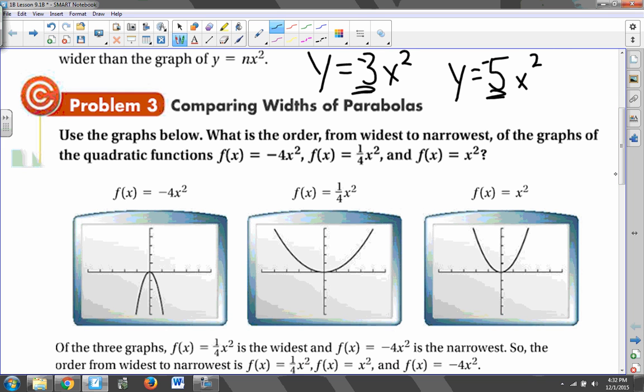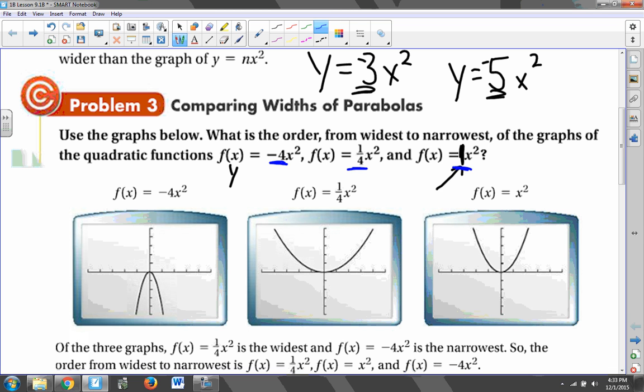Using these graphs below, what is the order from widest to narrowest of the graphs of the quadratic functions f of x, which really just means y, equals negative 4x squared, f of x equals 1/4 x squared, and f of x equals x squared. The first thing I notice, real quick, is that this last one does not have a number in front of the x squared, so I'm going to put a 1 there. Because remember, when we don't see a number, we assume that that's a 1. So if I just look at the numbers that are in front of my x squared, I have a negative 4, I have a 1/4, and I have a 1.